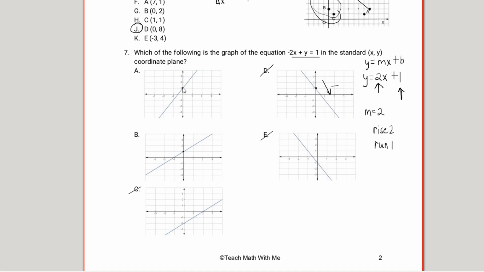So if we start here with a choice, we'll start at our point (0,1). If we go up 2 over 1, we are at that point. That looks good. Let's just confirm with B. We start at the point (0,1). We go up 2 over 1. That would put us right there. So B is out, and that gives us the answer of A.